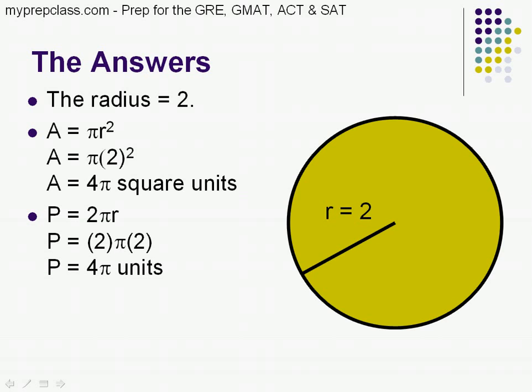The perimeter is 2 pi r, which is 2 times pi times our radius of 2. 2 times 2 is 4, so it is 4 pi units. That is the perimeter of our circle.